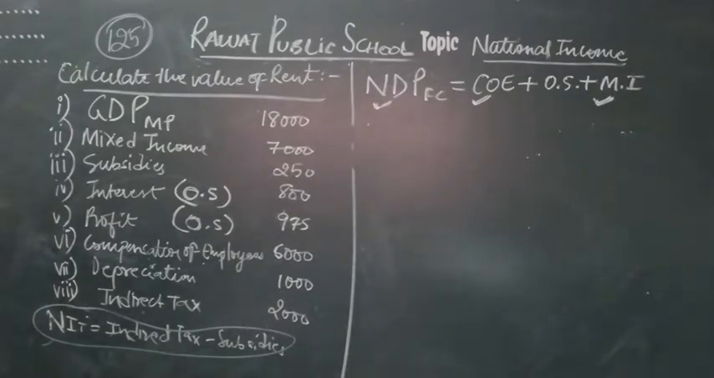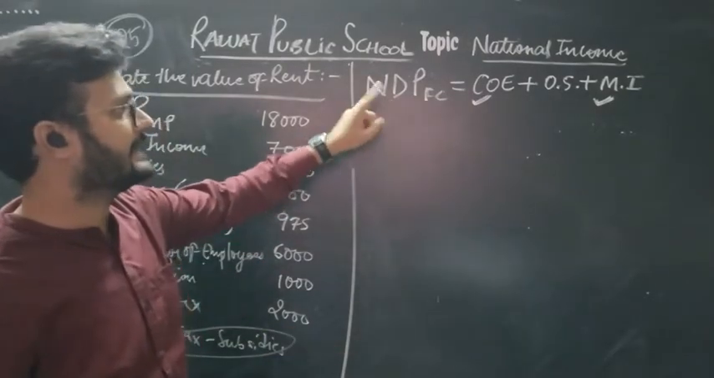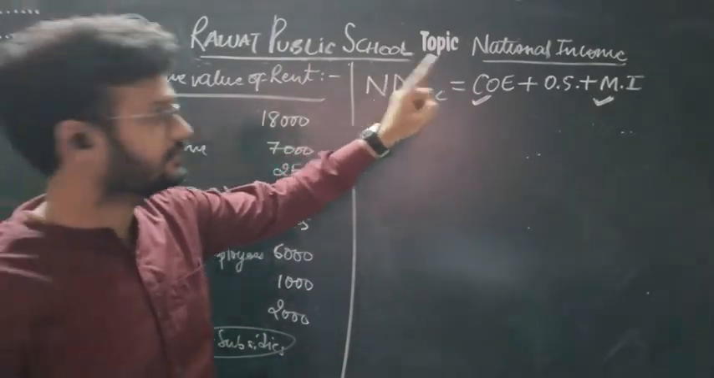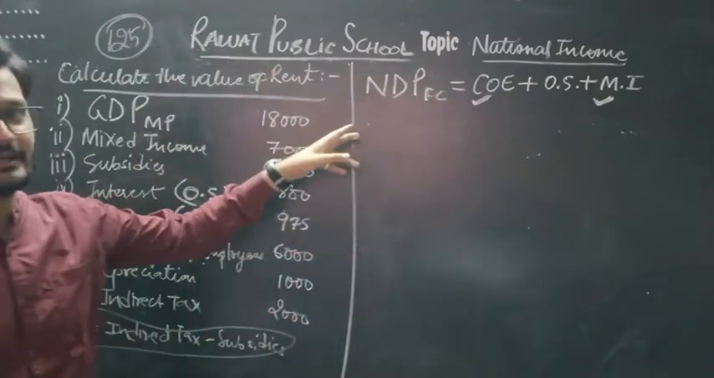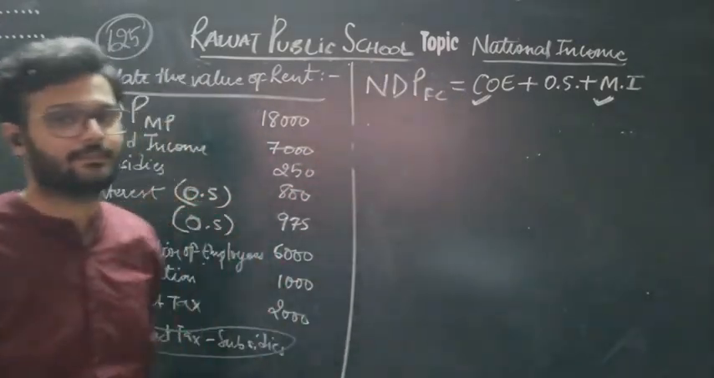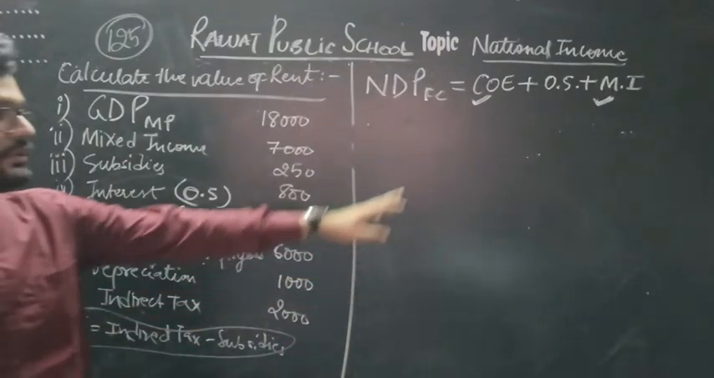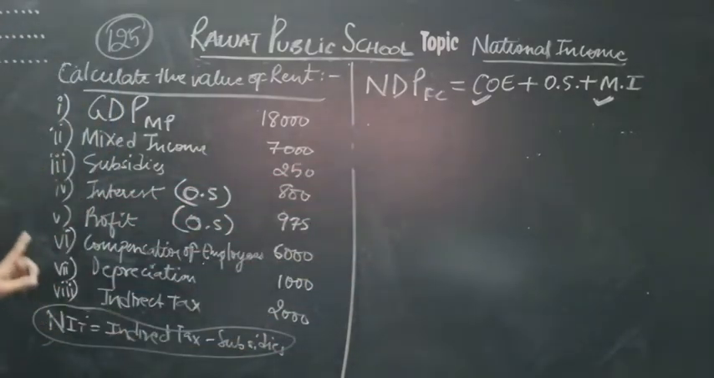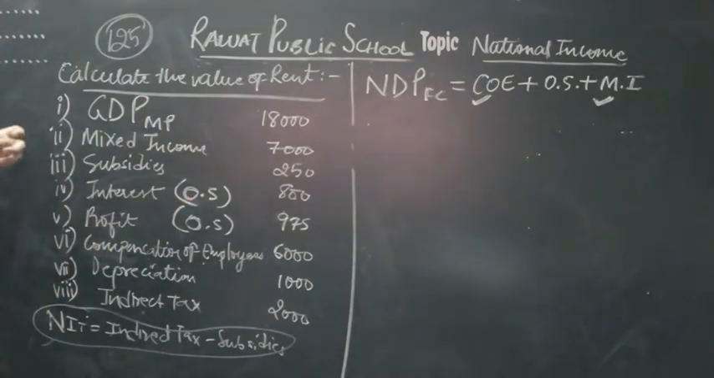As you can see, the following information is of the income method. And what is the formula of the income method? The formula is NDP at FC is equal to COE plus operating surplus plus mixed income. In this we have the information of COE, given directly in point number 6. We have the information of mixed income, directly given in point number 2.